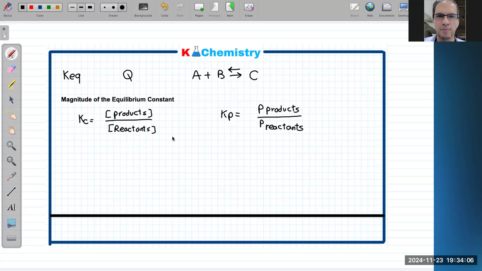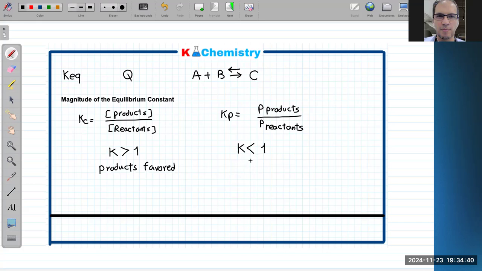So I have two main cases. The first case is that the K value is bigger than 1. And the second case is if the K value is smaller than 1. If the K equilibrium constant is found to be more than 1, then I know that there is a favor for the products more than the reactants. So the products are favored. While if it is less than 1, then I will know that the reactants are favored.